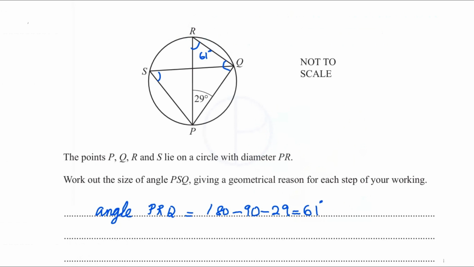So what is the angle at S? This is also 61. Because the angles at the circumference subtended by the same arc are equal, the arc PQ makes an angle at R. The same arc makes an angle on the circumference of the circle at S. So these two angles are the same. So angle PSQ is the same, 61 degree.